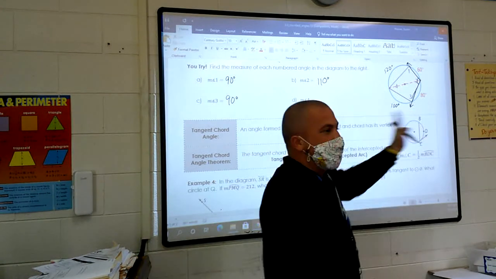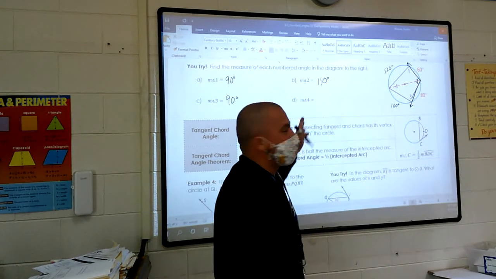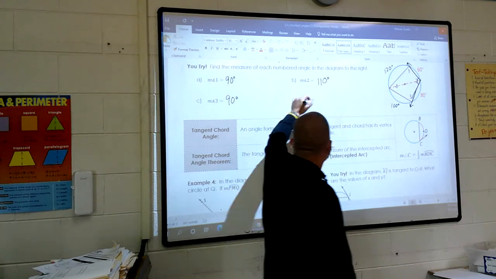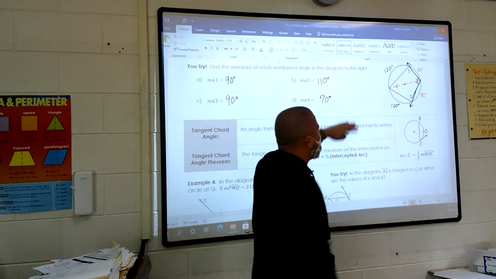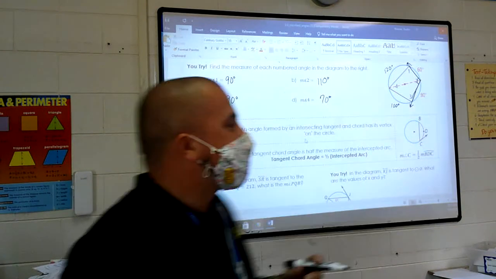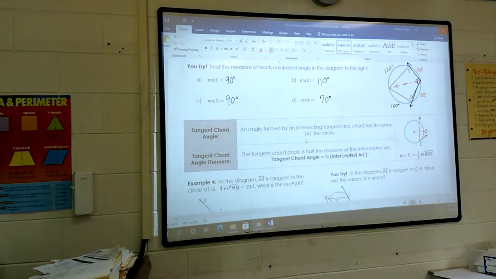Now, if angle 2 is 110, we don't even have to look at the other one. We can see angle 4 goes to 140, but we don't even have to look at it. We know these are supplementary, so this one has to be 70. Now, you can always check it just to make sure, but you don't have to, right? So you've got angle 1, 2, 3, and 4, and those are done. Okay? Does that make sense?